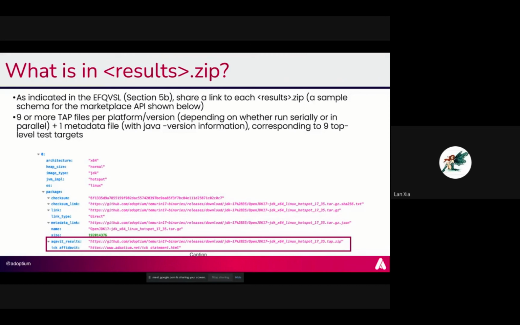In addition to tab files, we'll also ask for a metadata file, which is a file that gathers Java version and release information. And all those files should be zipped up and put in a public server.